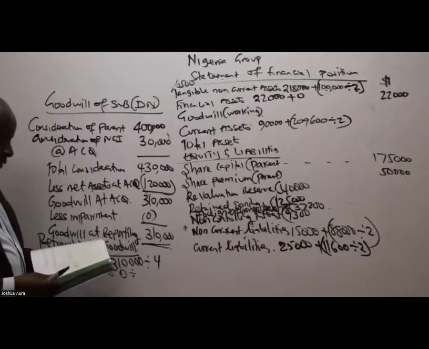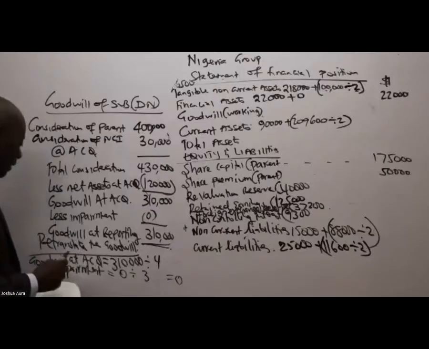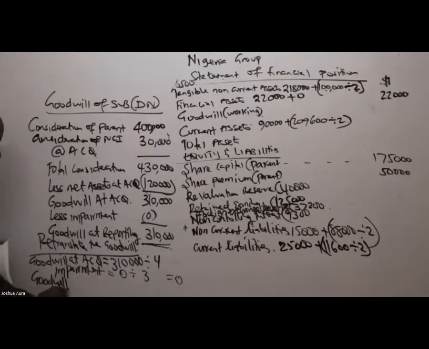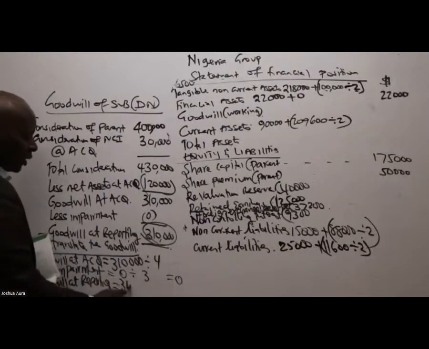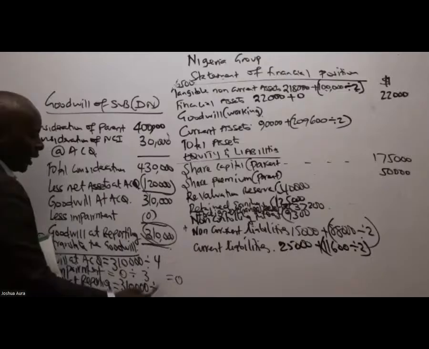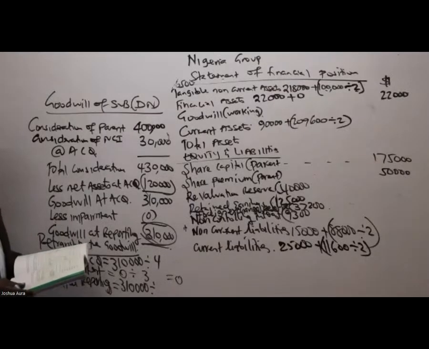For your revision, the next one is 3. So of course, this will be 0. And then lastly, we have goodwill at reporting. Goodwill at reporting is still 310,000. So I'll take 310,000. At reporting, I should translate this at what rate, if you're following?